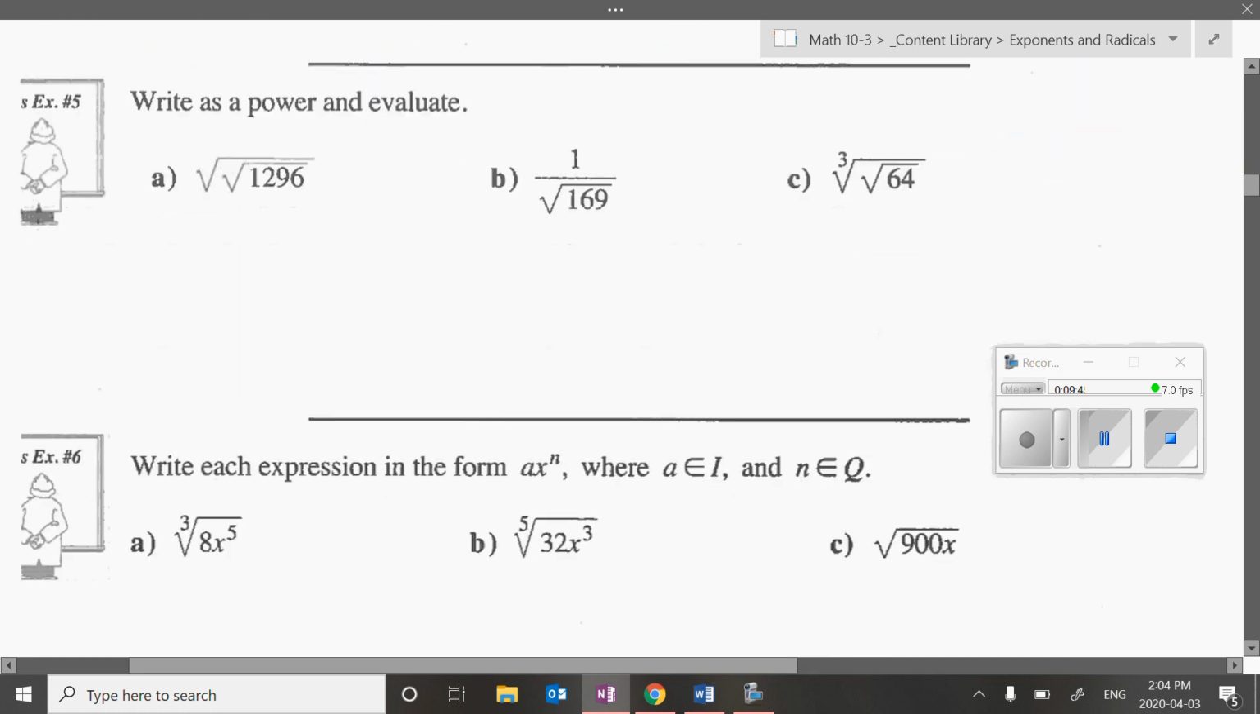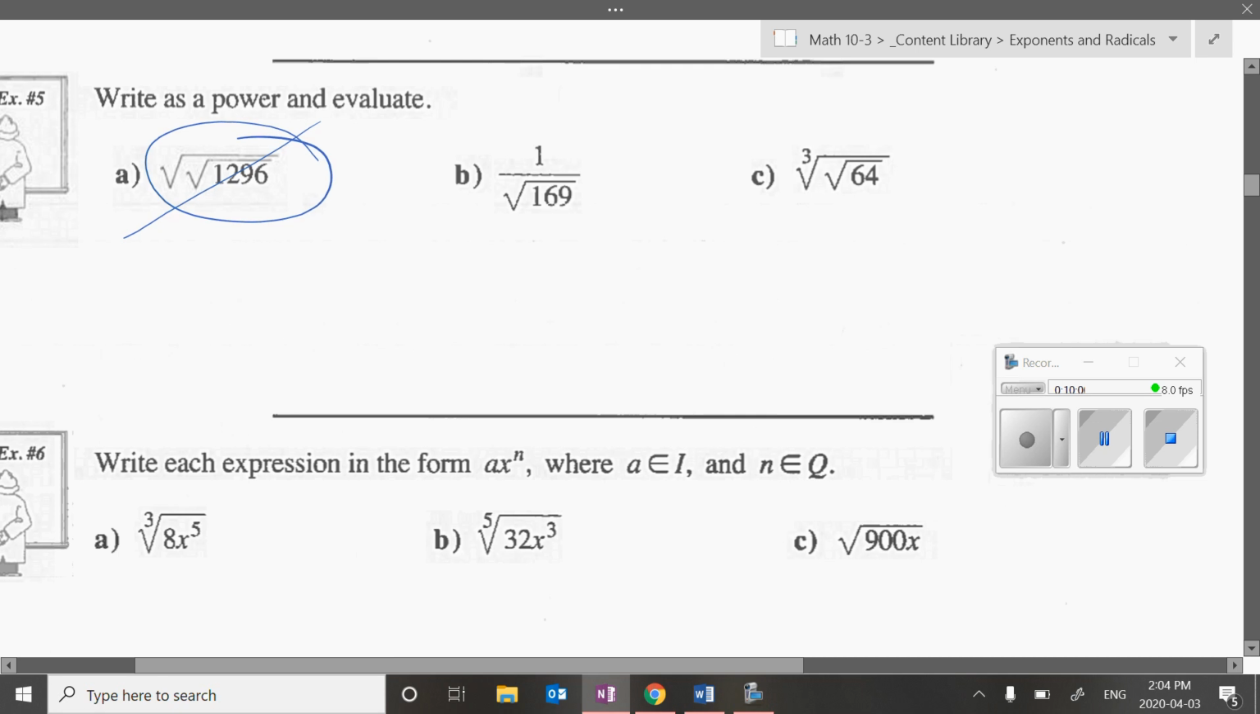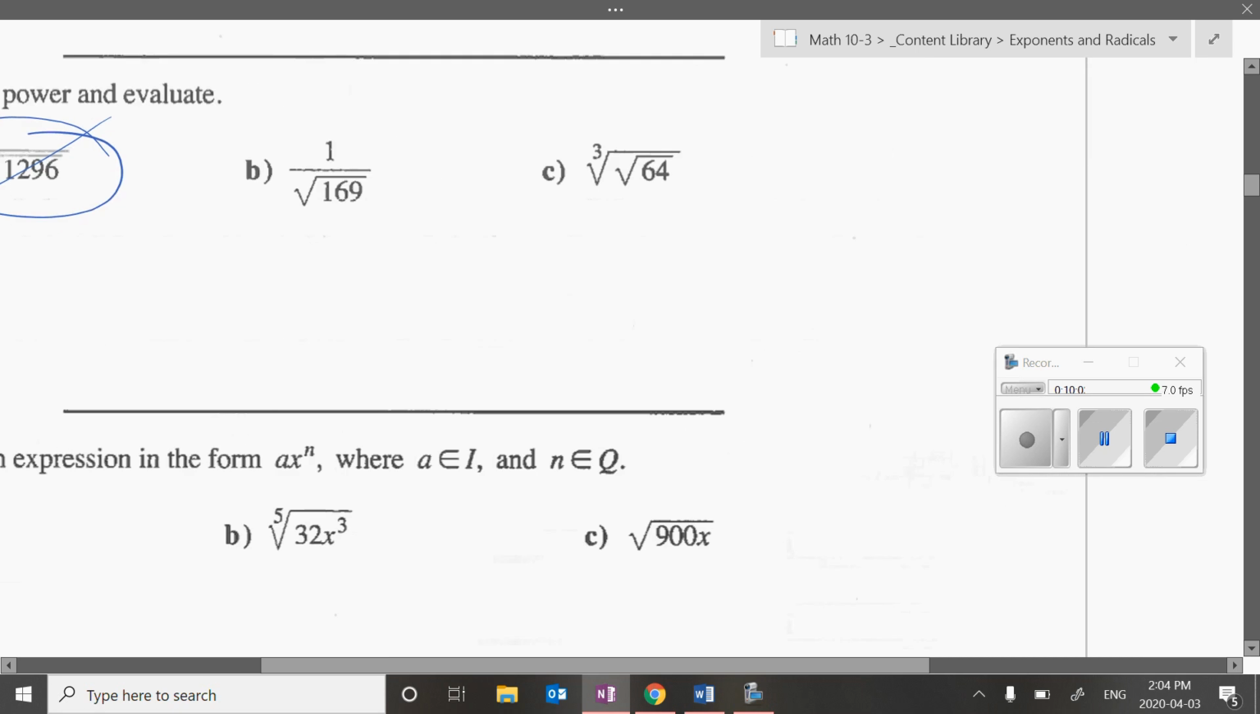Okay, write the following and evaluate. If we were doing this exam traditionally, I would never give you large numbers. So I would never give you this 1296. I don't expect you to know that without the use of a calculator. The next two you should be able to do without the use of a calculator. So write as a power, then evaluate.